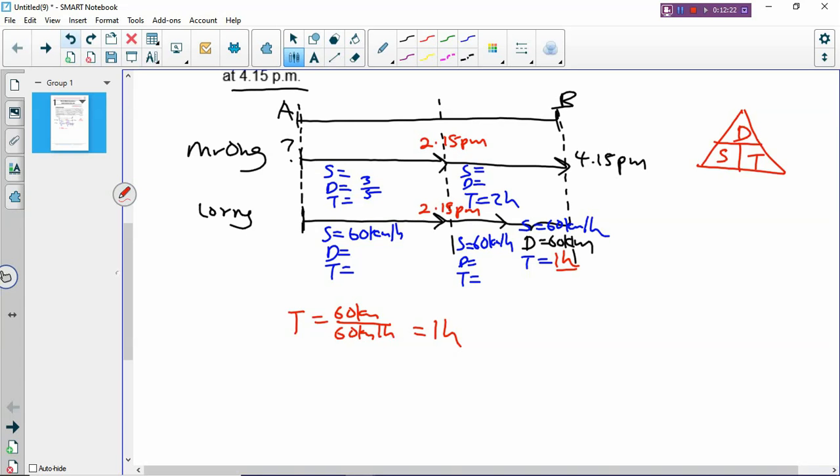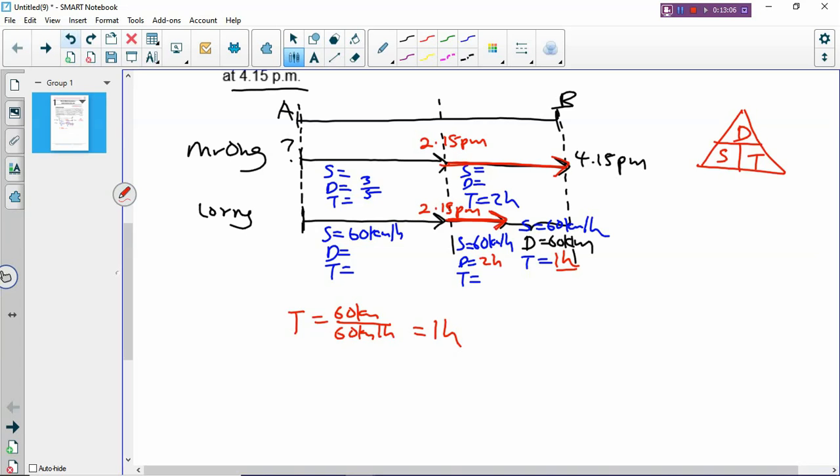Now, what else can we do? If you look carefully, you can see something quite interesting. If Mr. Ong takes 2 hours to reach town B after catching up with the lorry, then the lorry must have also taken 2 hours to come to this point, because both Mr. Ong and the lorry took 2 hours to travel. After 2 hours, where do you think the lorry was? The lorry must be 60 kilometers away from town B, because the lorry is slower. So the lorry will take 2 hours to come over here, which is 60 kilometers away from town B.